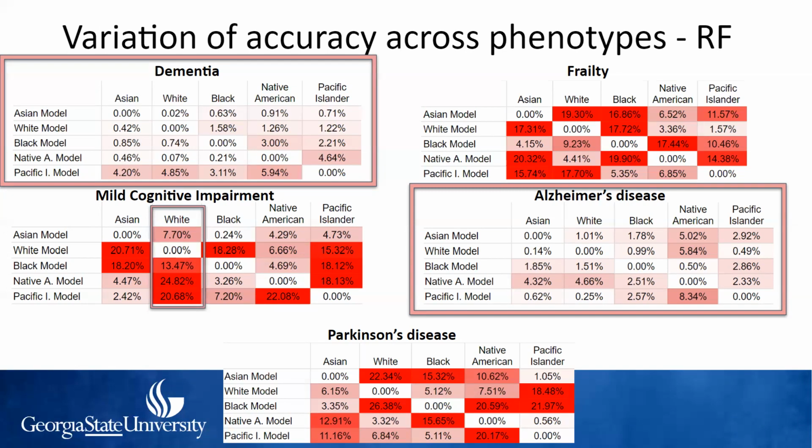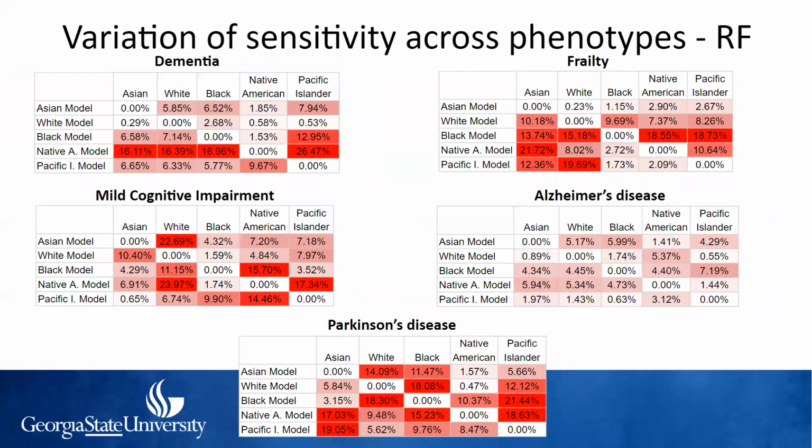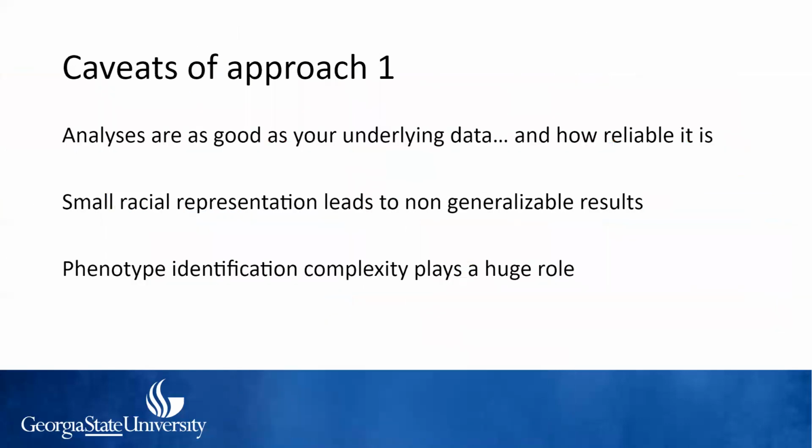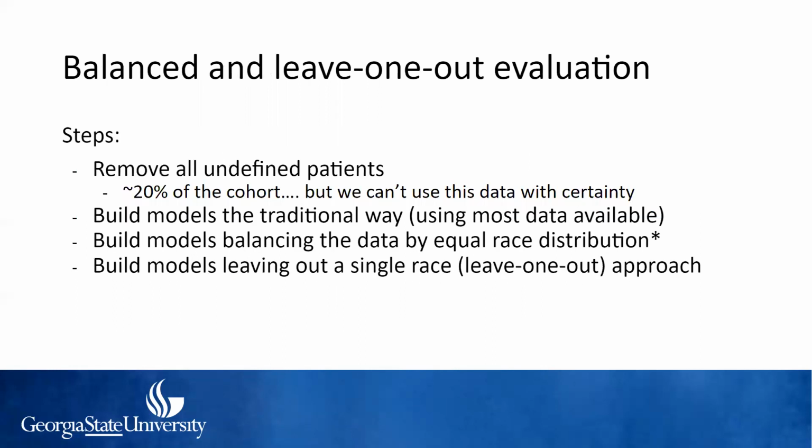On different demographics, we see almost a 25% difference in performance in terms of accuracy for this model. We see the same pattern for sensitivity in dementia and Alzheimer's disease, and the same pattern in all the other algorithms, where there's a little bit more difference. Caveats of this approach are that your analysis is only as good as your underlying data and how reliable it is. Small racial representation leads to non-generalizable results, and that is one of the big ones. Phenotype identification complexity plays a huge role. I'll talk about that a little bit later.